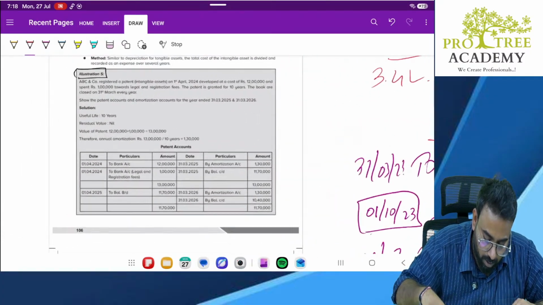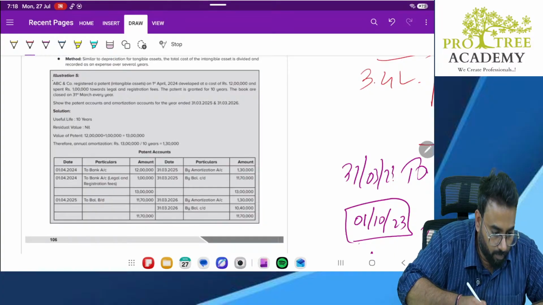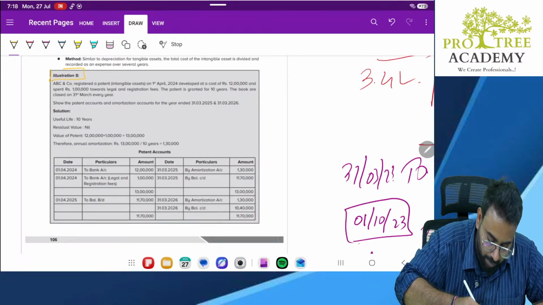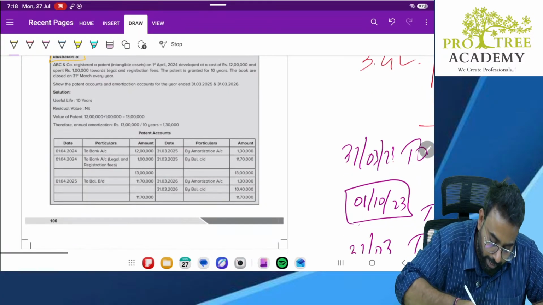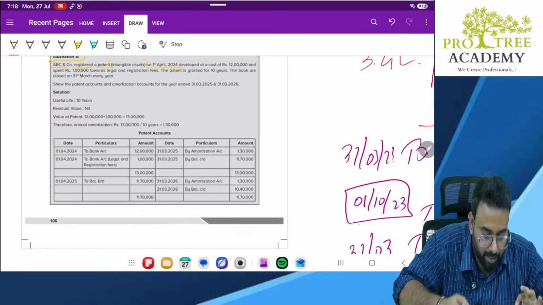Now let's go to illustration number 5. Last illustration of this chapter, illustration number 5. ABC and Co. registered a patent on 1st April 2024. They are telling you it is an intangible asset. Now they are giving you a hint that it is an intangible asset.